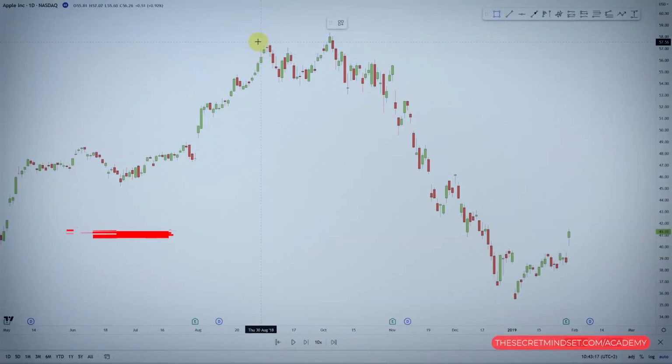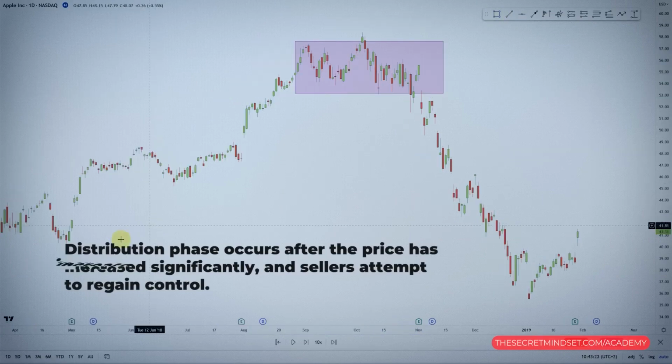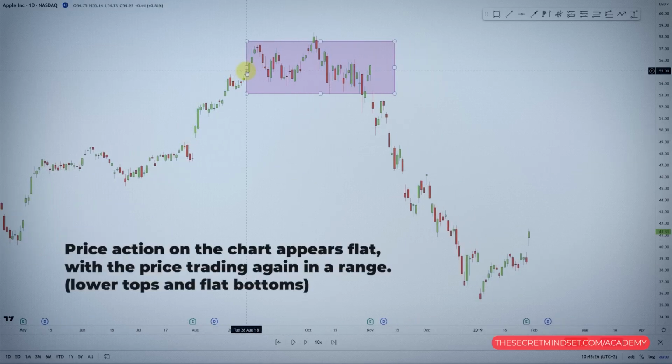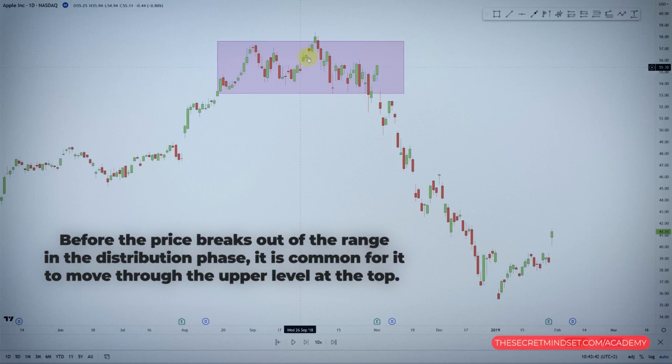The distribution phase occurs after the price has increased significantly and sellers attempt to regain control. As a result, the price action on the chart appears flat, with the price trading again in a range. Lower tops and flat bottoms generally characterize the range. Before the price breaks out of the range in the distribution phase, it is common for it to move through the upper level at the top. This false breakout at the top offers sellers another opportunity to sell high. Then price moves aggressively below the lower level of the range, paving the way for the next phase.